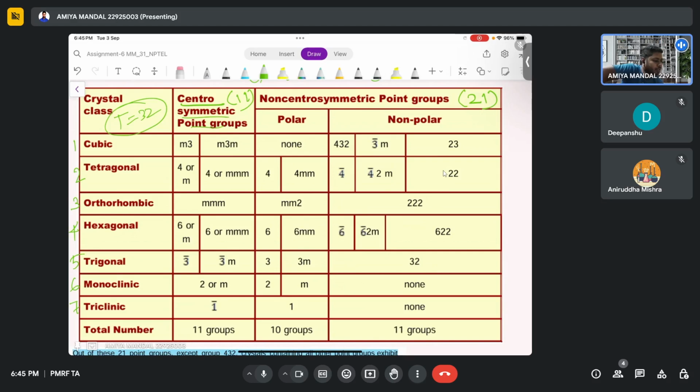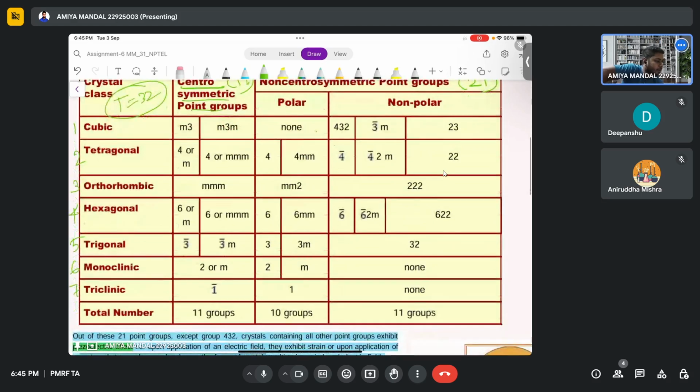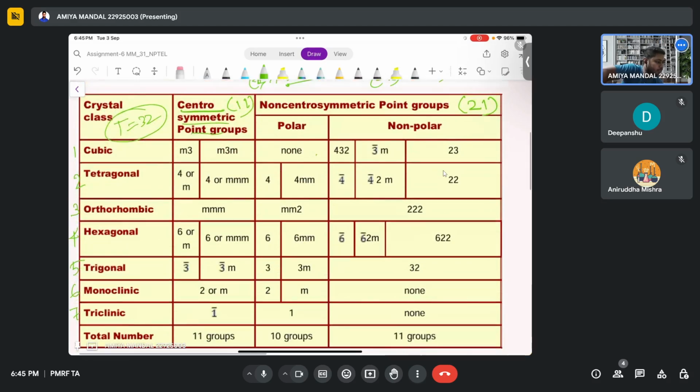In the case of cubic, you can see that for non-centrosymmetric crystals, two cases arise: polar and non-polar. In non-centrosymmetry, the balance does not occur, so there should be a polarity. There may or may not be some polar character. If polarity exists, it is called a polar molecule, and if there is no polarity, it is a non-polar molecule.